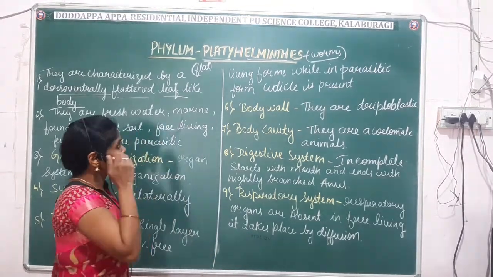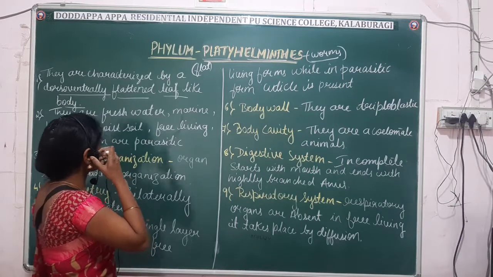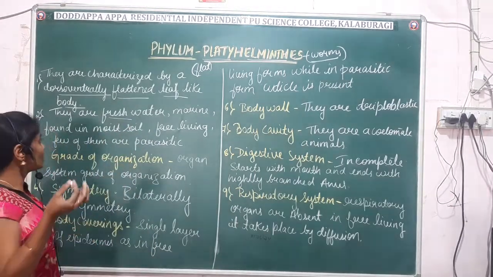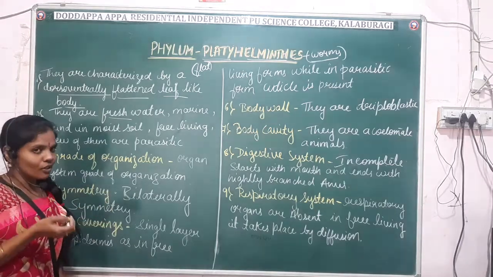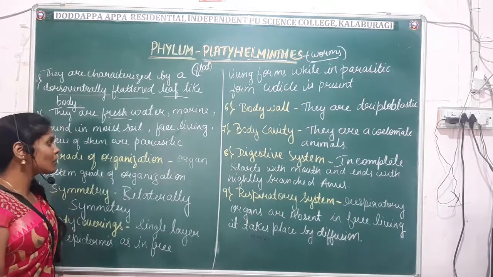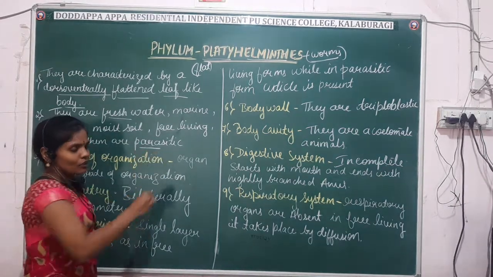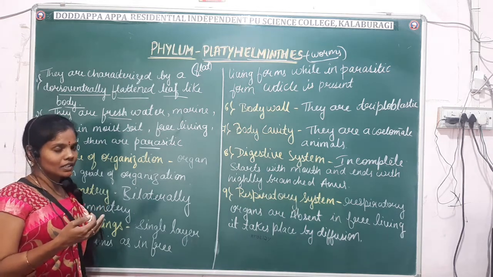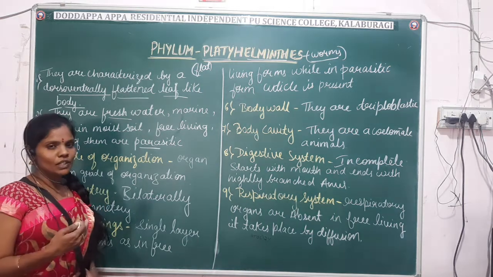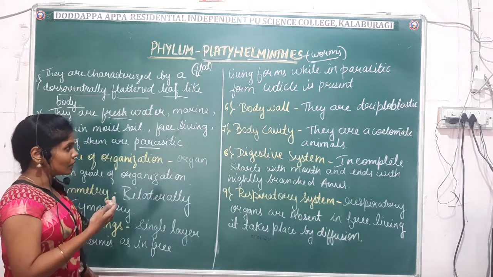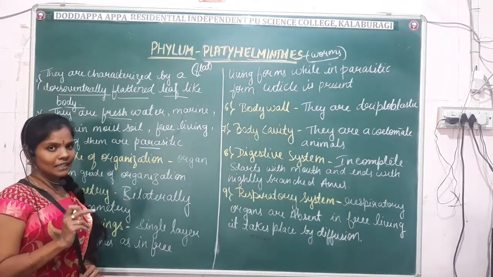You can see that Platyhelminthes are present in freshwater and marine forms. Some of them are found in moist soil, some are free living, and some are parasitic. Almost in all the habitats you can see that Platyhelminthes have adapted, either in freshwater or in marine water. Some are seen in the free living form, and some are parasitic.